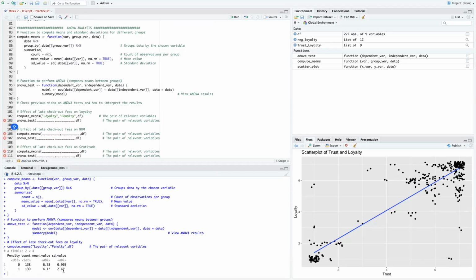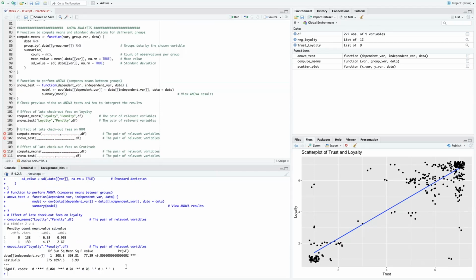Based on this result, we just know the mean difference. But we need to do the second step, which is ANOVA, to check if this difference is significant or not, right? And we already have a general function right here, which is the ANOVA test. Now we just add the input for the function: what is the dependent variable, what is the independent variable, and what is the data. That's it. Exactly the same, in the first place we need loyalty, which is the dependent variable, and in the second place, we need penalty. Excellent. And let's run the code.